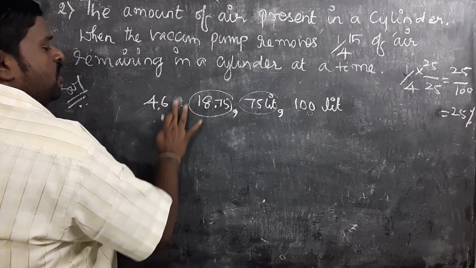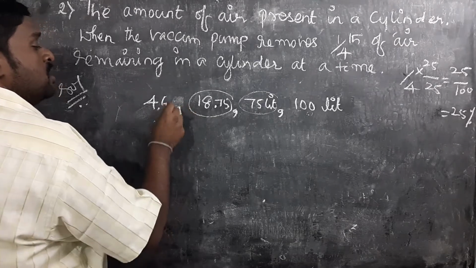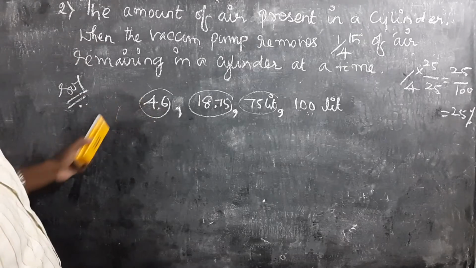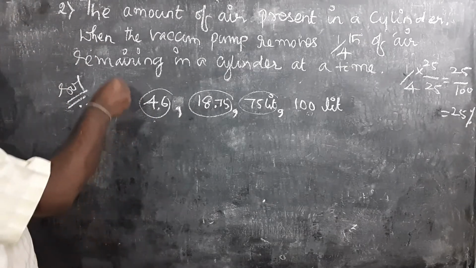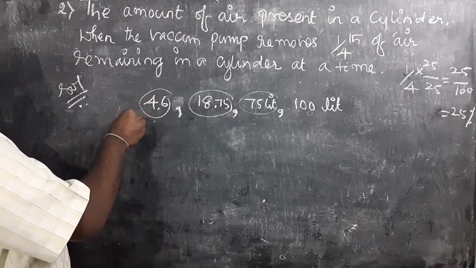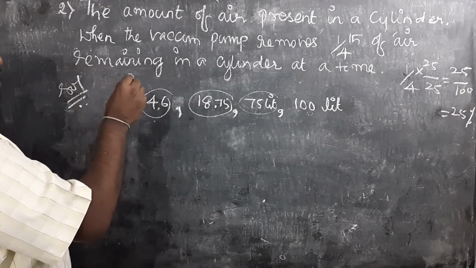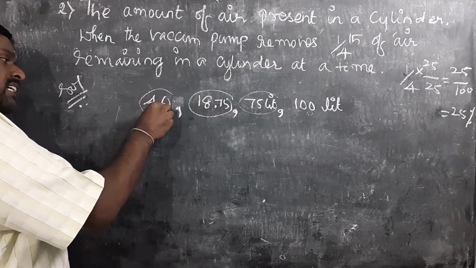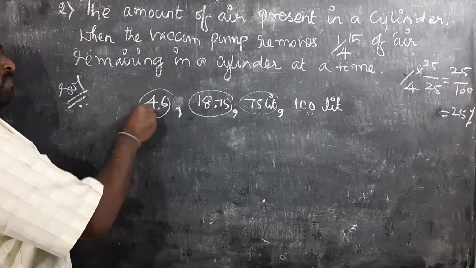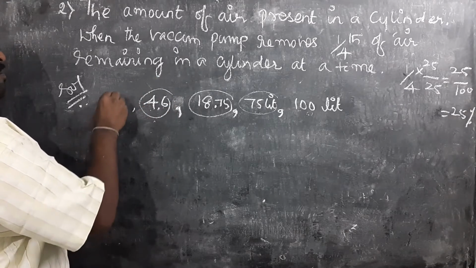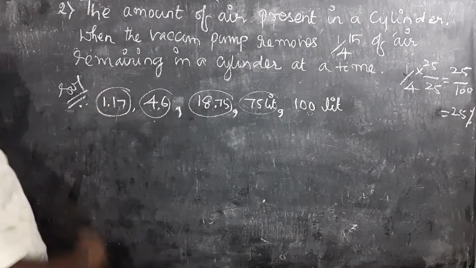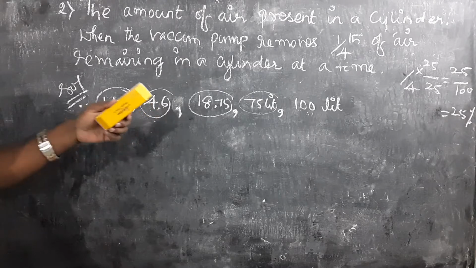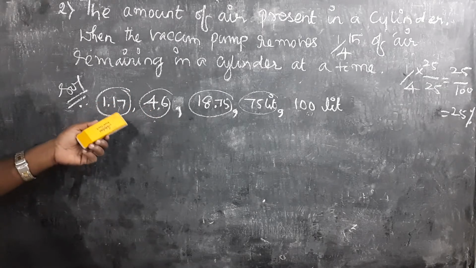So what will I get? 4.6. From 4.6, you should take out 1/4. When you are using the vacuum pump, once again it pumps, and definitely it removes 1/4 of the remaining. From 4.6 liters, it takes out 1/4, 25%. Exactly it will be 1.17. Why? Because dividing by half gives 2.3, and from 2.3 dividing by half, we will get 1.17.